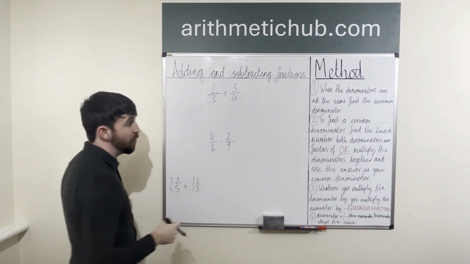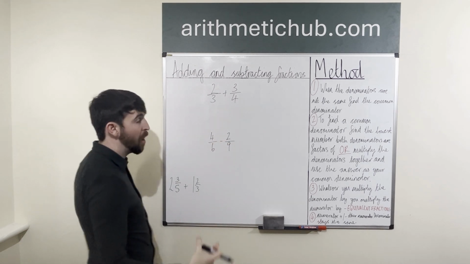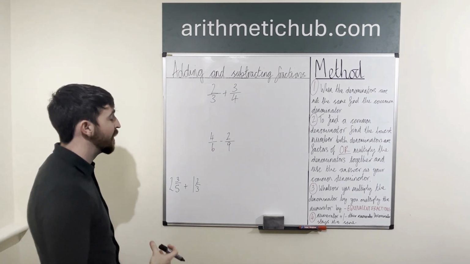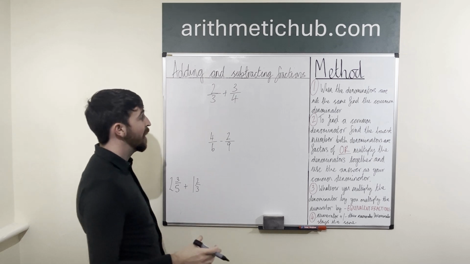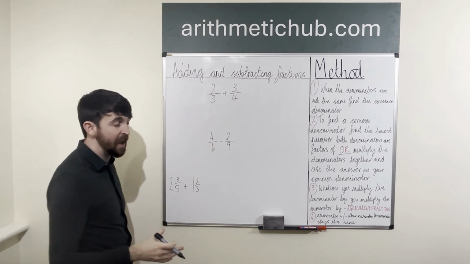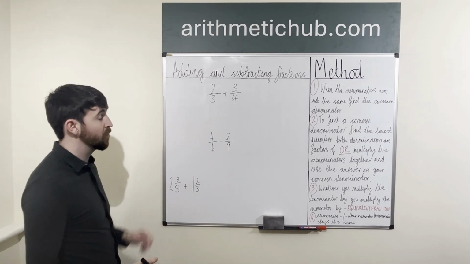When the denominators are not the same, we need to find the common denominator. We know the bottom part of the fraction is the denominator. So we need to find a denominator that both of these would share if you were looking at them as equivalent fractions. Now, we've looked at equivalent fractions before.